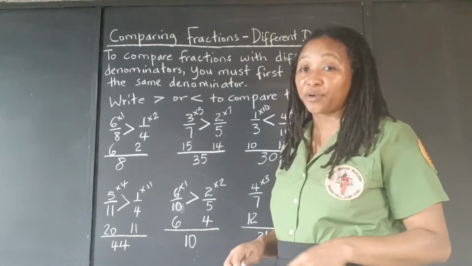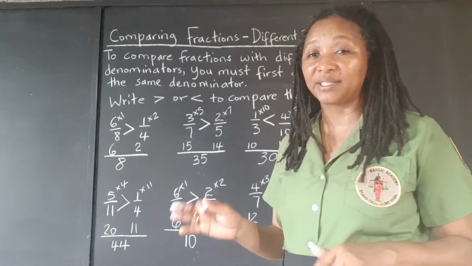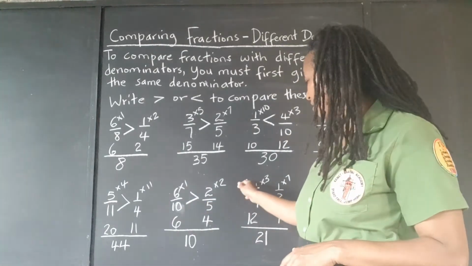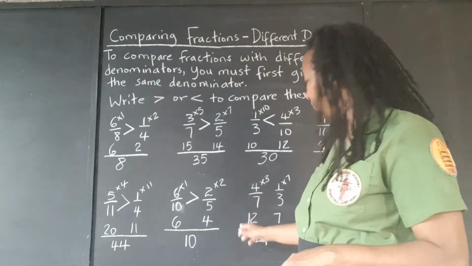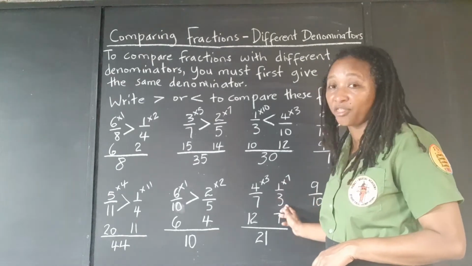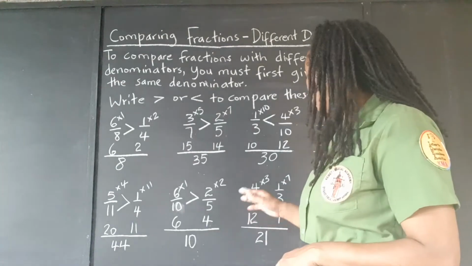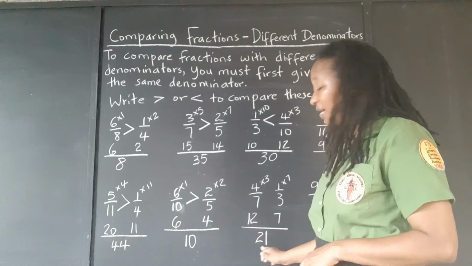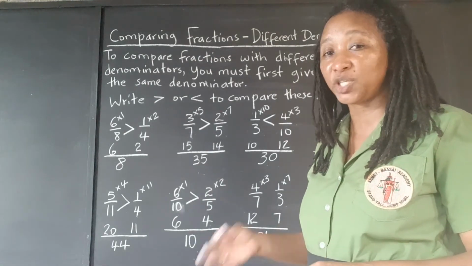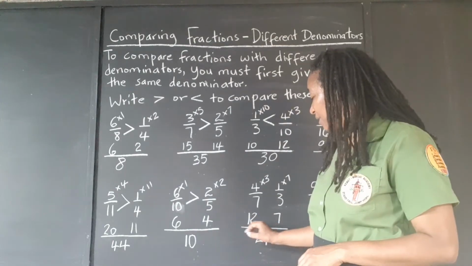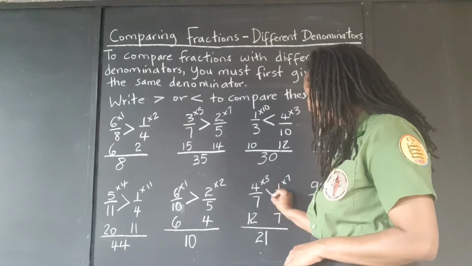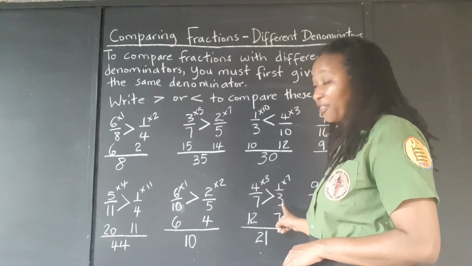Alright, so we have just created two equivalent fractions. 12 over 21 is an equivalent fraction of 4 over 7. 7 over 21 is an equivalent fraction of 1/3. So now that these two fractions have the same denominator, we can compare the numerator to see which is the bigger. 12 is clearly bigger than 7. Therefore, 4/7 is a bigger fraction than 1/3.